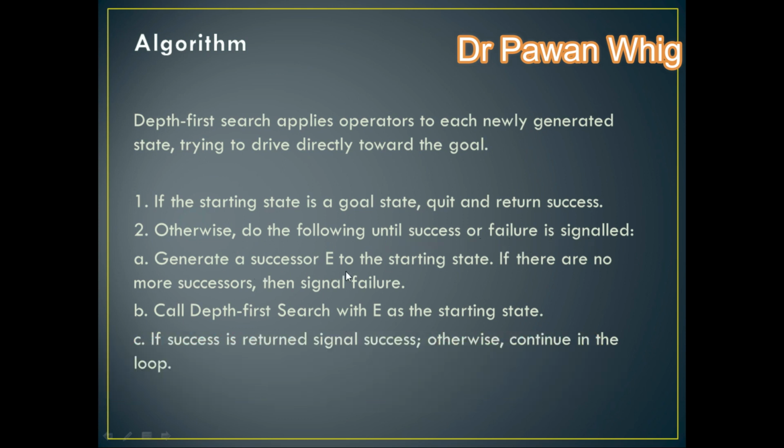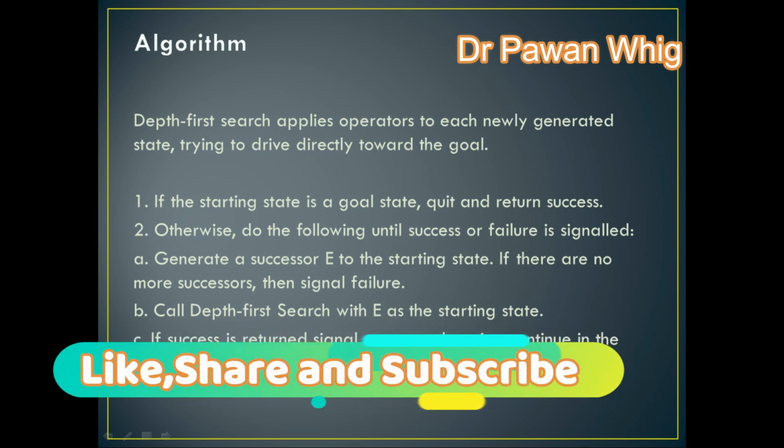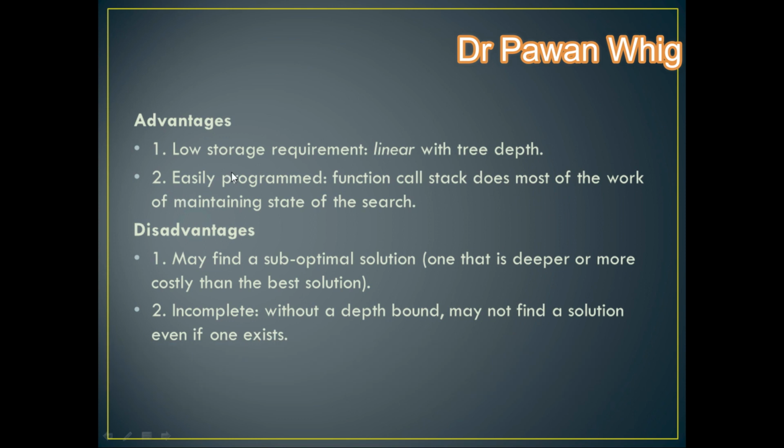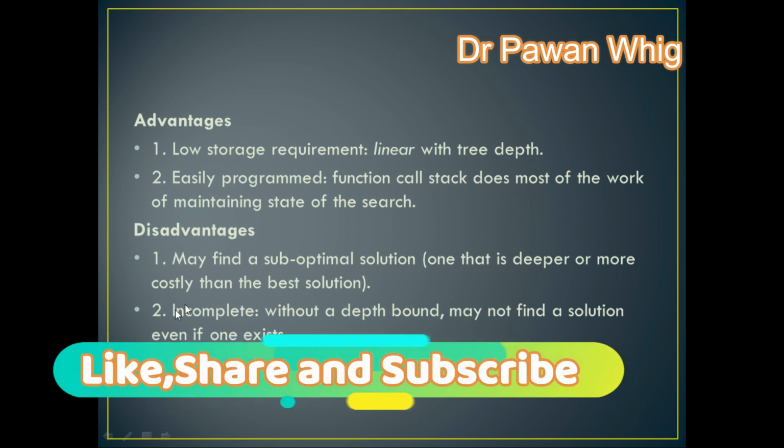Generate the successor to the starting state. If there is no more successor, then signal failure. Call depth first search with E as a starting state. If success is returned, signal success, otherwise continue in loop. This is very easy to understand, and these are its advantages. It has low storage space and is easily performed, but it has two major disadvantages.